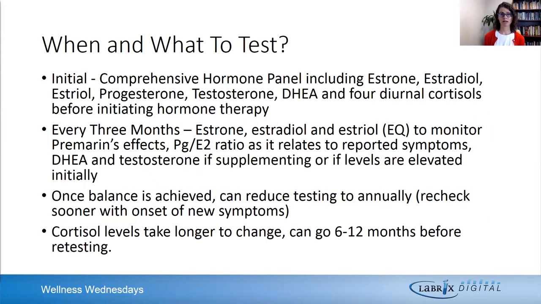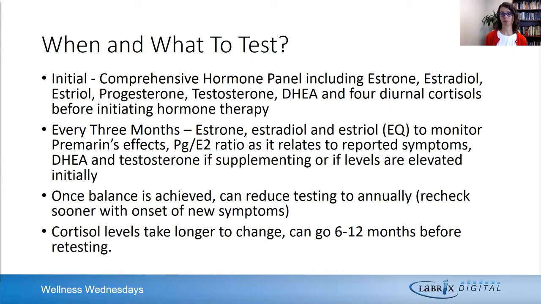So, when and what to test? Initially, we recommend the comprehensive hormone panel, which will include the 3 estrogens, as well as progesterone, testosterone, DHEA, and the 4 cortisols before initiating hormone therapy. We recommend every 3 months to look at the EQ, the 3 estrogens, to help monitor the effects of Premarin or HRT, and the PGE2 ratio if symptoms are being reported, and DHEA and testosterone if somebody is supplementing or if levels are elevated initially.